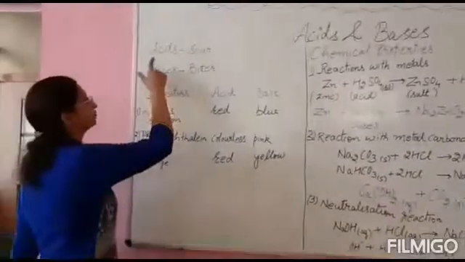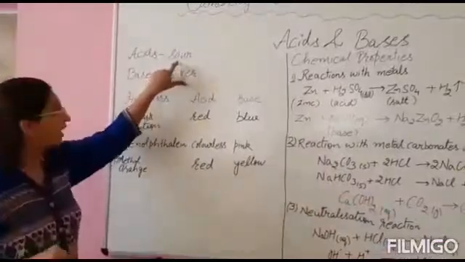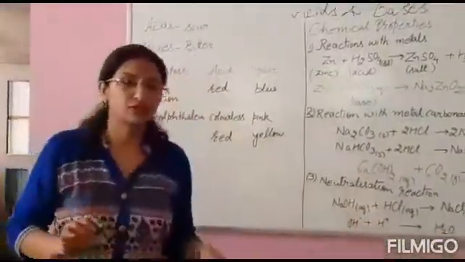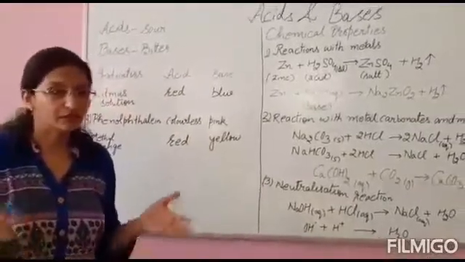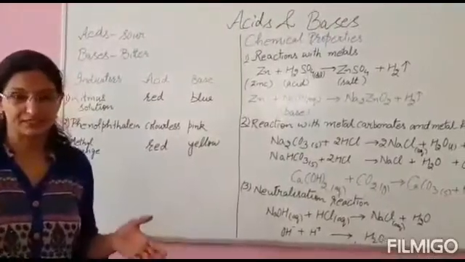As you have studied in your lower classes, acids are those substances which have a sour taste, and bases have a bitter taste. A well-known example of an acid is lemon juice. When you taste it, it is sour. Okay, so that contains citric acid.